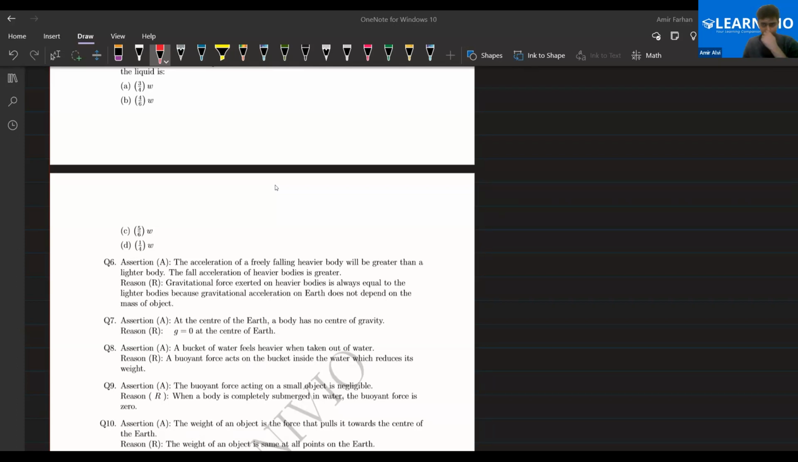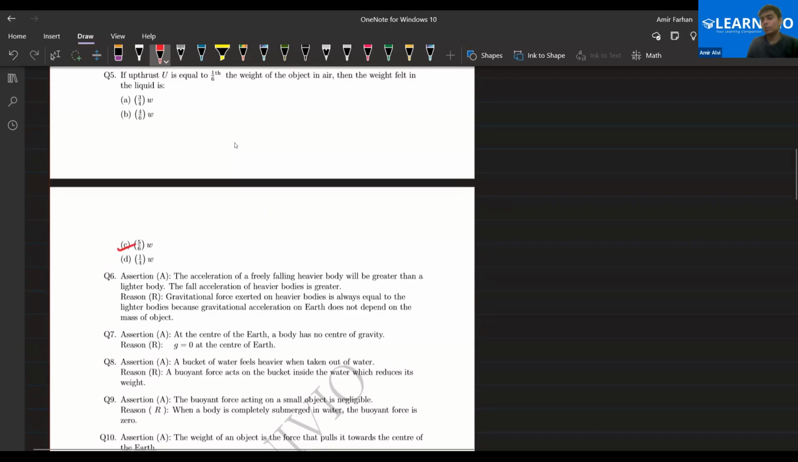So I don't know the fifth one. ठीक है. देखो, फिफ्थ का आंसर होगा C. Because the upthrust is 1/6 of the weight, it means that the remaining weight would be W minus W by 6, that is 5/6 W. Okay? So that's why it is the C option.